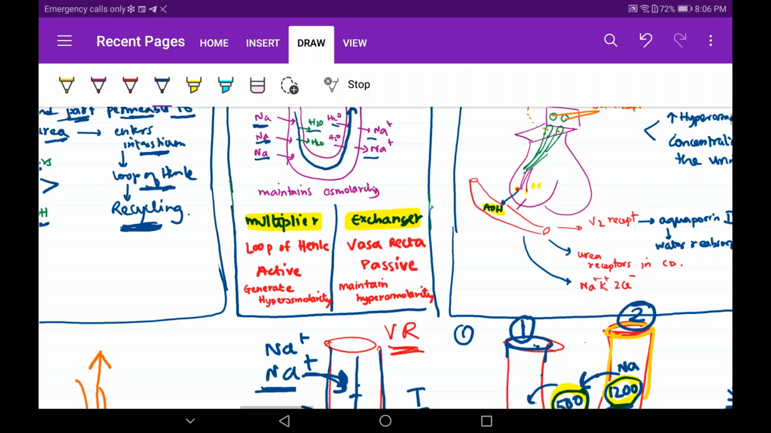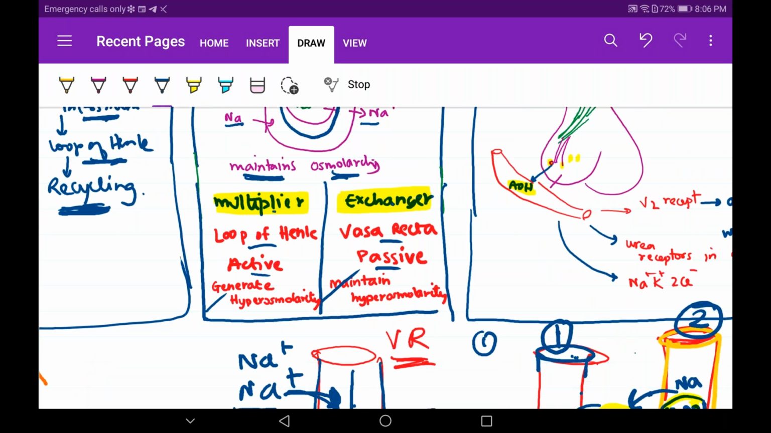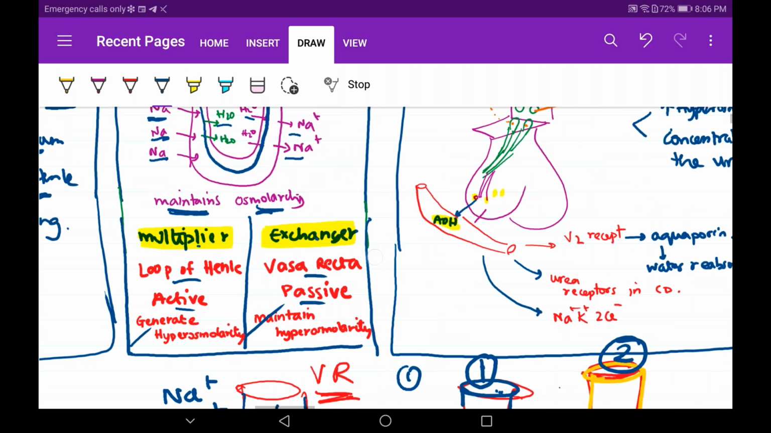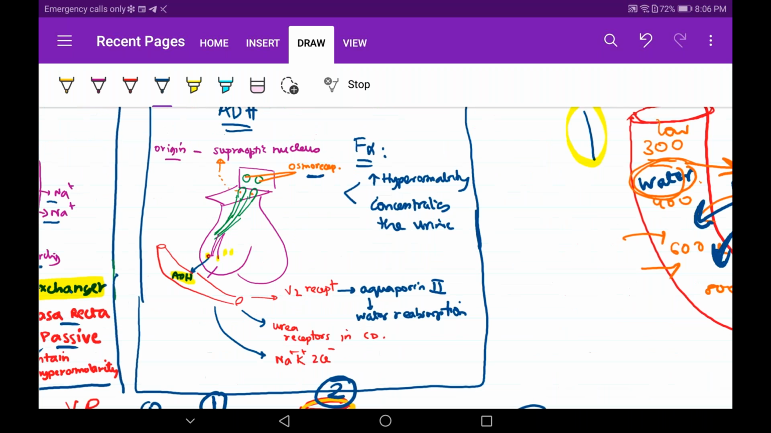Yes, our ADH. See our ADH. I have labeled osmoreceptors. I have labeled the supraoptic nucleus here, 2 dots. Here I have labeled the blood vessel where ADH is entering the blood vessel. From here, yes. Now come to the important aspect.